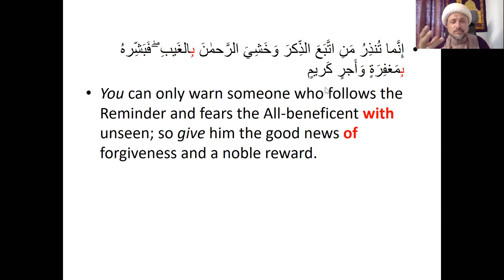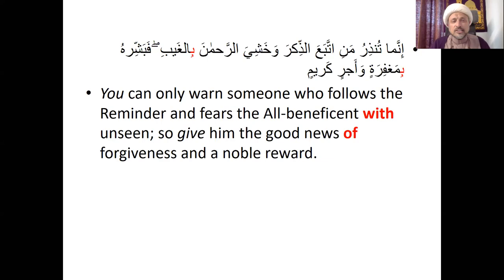Okay. Bil ghaybi. We got the B here. B, E. There's a kasra, so this is a harf jar. Bil ghaybi, with the unseen, without seeing. He has not seen God. God can never ever be seen. So he believed in God without, unlike those materialistic people, who say show us God, otherwise we will not believe.